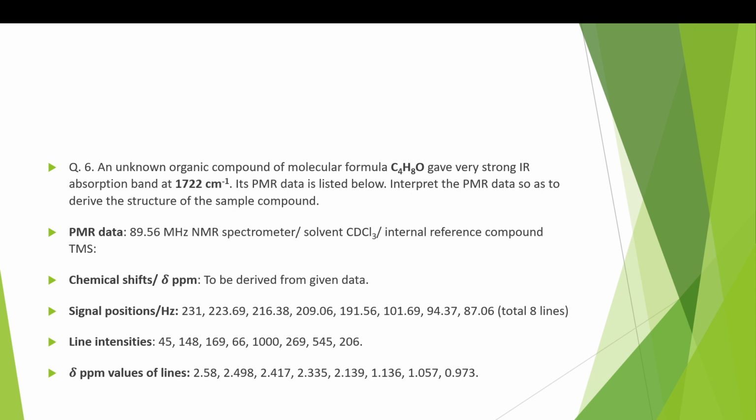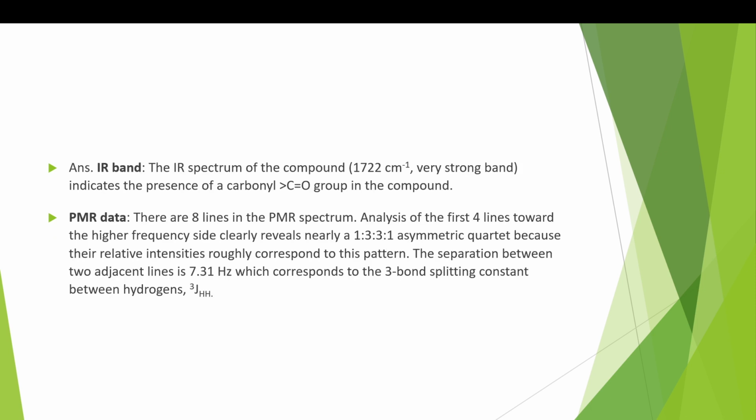The spectrum shows 8 lines. The values of the shift in Hertz units are noted. The line intensities are noted. Delta ppm values of lines are noted. Then see how we calculate delta ppm for peaks and how we analyze the spectrum.